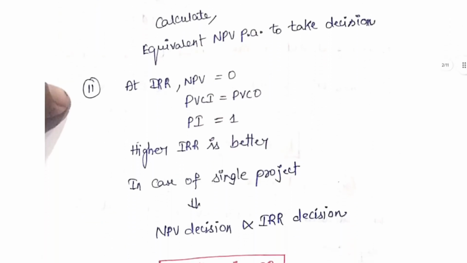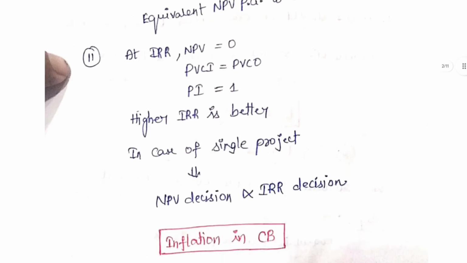Next, at IRR, NPV equals 0, that is, present value of cash inflows equals present value of cash outflows. At IRR, profitability index is 1. Higher IRR is better. In case of a single project, the NPV decision is directly proportional to the IRR decision.